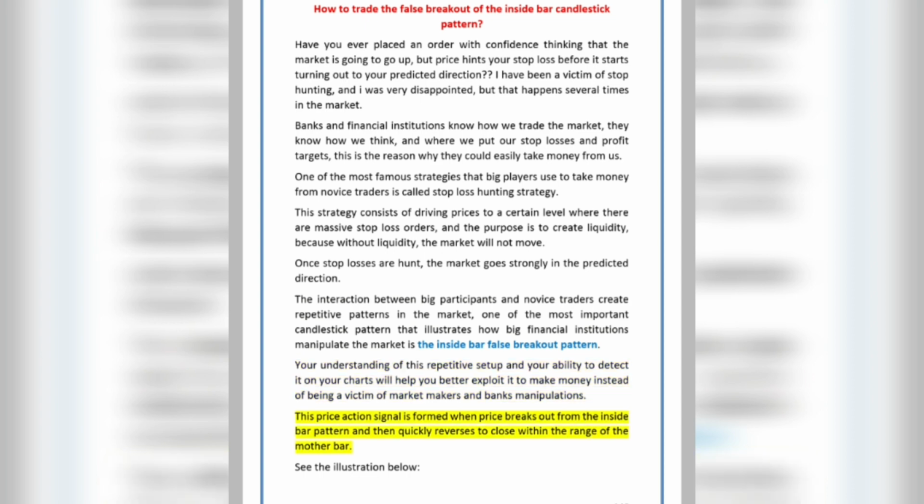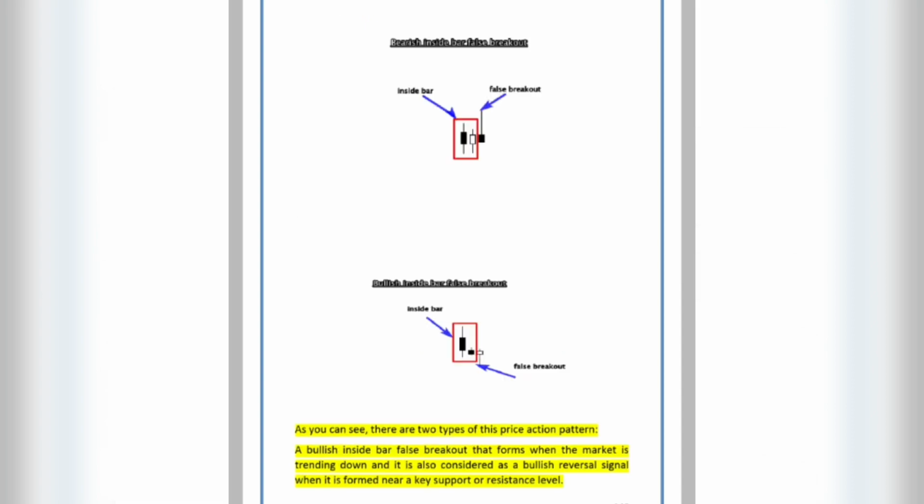This price action signal is formed when price breaks out from the inside bar pattern and then quickly reverses to close within the range of the mother bar. See the illustration below. As you can see, there are 2 types of this price action pattern: a bullish inside bar false breakout that forms when the market is trending down, and it is also considered a bullish reversal signal when it is formed near a key support or resistance level.